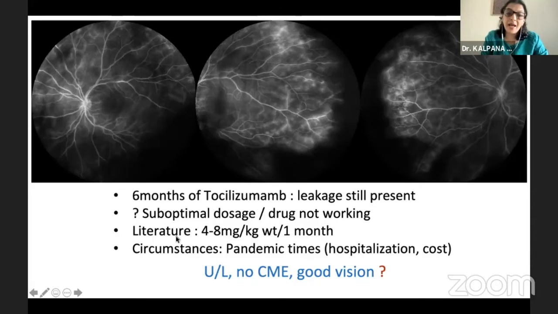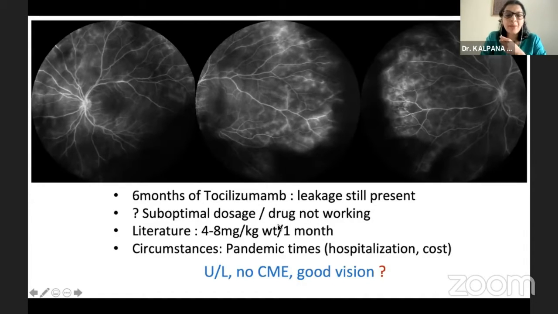At this point of time, we have enough evidence to say that 8 milligram per kg body weight per monthly dose is what is usually required. But this is in total contrast to the patient which we treated earlier, who received much higher doses, much more frequent intervals. But that patient had history of decreased blood counts over a period of time. Now, considering the circumstances we are in right now, pandemic times, increased hospitalization if you are looking at bi-weekly doses, and now the cost of tocilizumab has also gone up, and the parents are extremely frustrated. We've tried almost everything, but nothing is working.